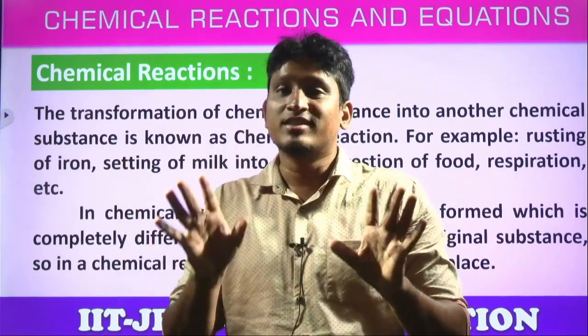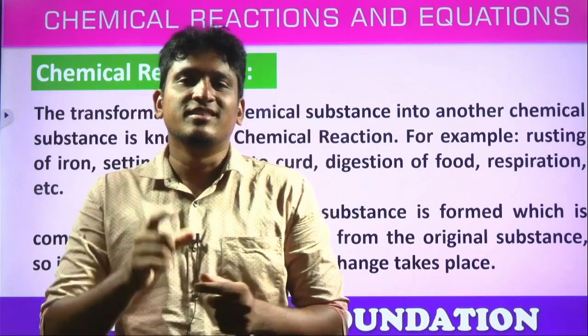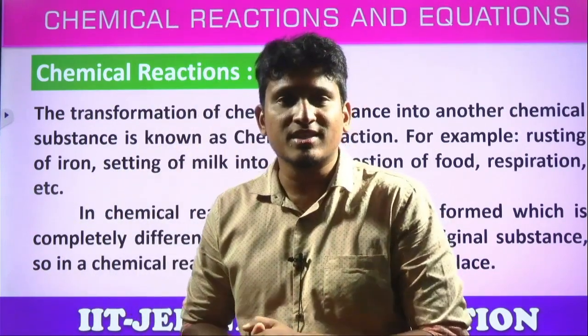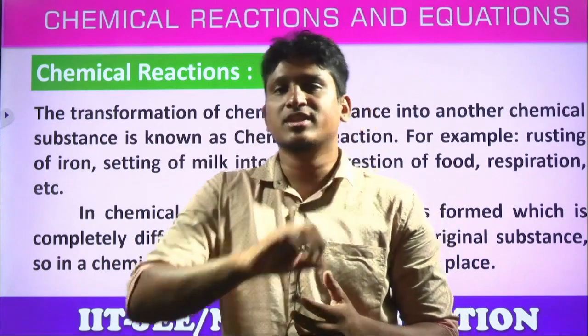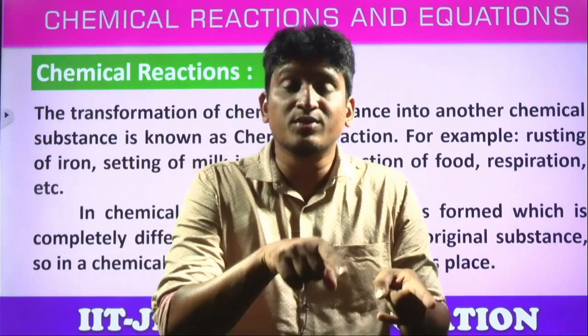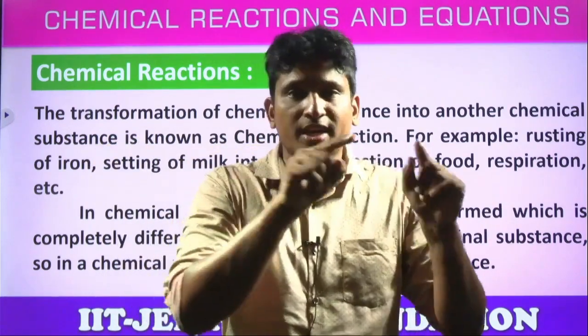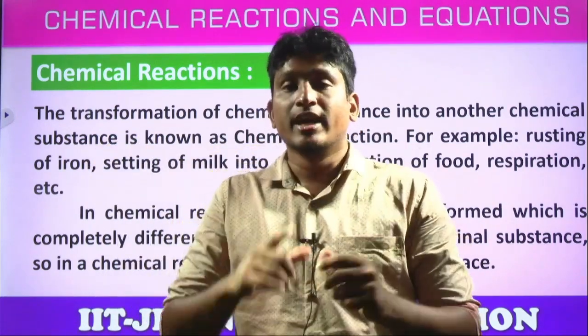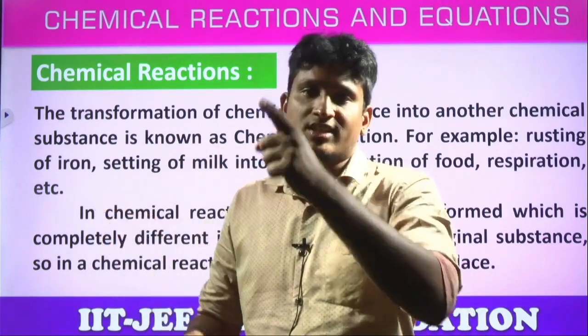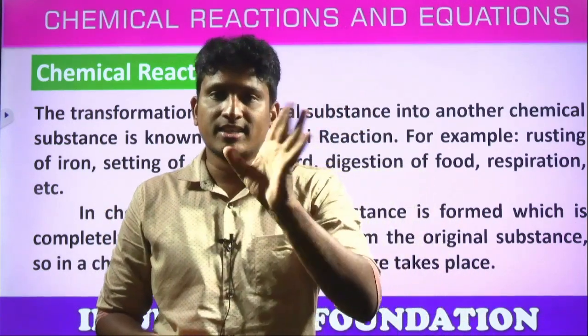Sir, why is a color change called a chemical change? Not just because of the color change, but because the chemical composition is changing. Initially iron is there, and now iron becomes iron oxide. Initially Fe, the iron symbol, is there, and it became Fe2O3. Is the formula changing or not? Then that change is called a chemical change.